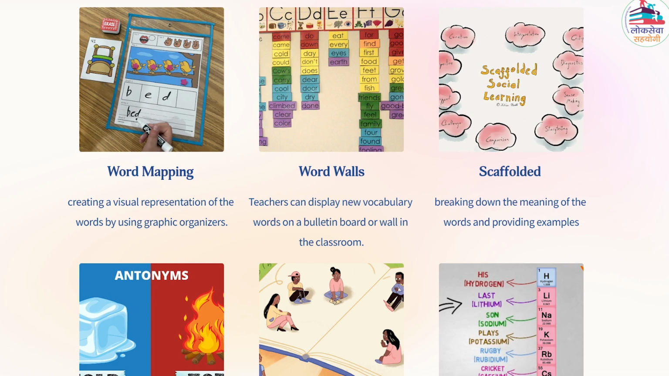between the words. Word walls are a great way to help students to remember new words. Teachers can display new vocabulary words on a bulletin board or wall in the classroom. Students can refer to the word wall when they need to remember a new word or check the spelling.